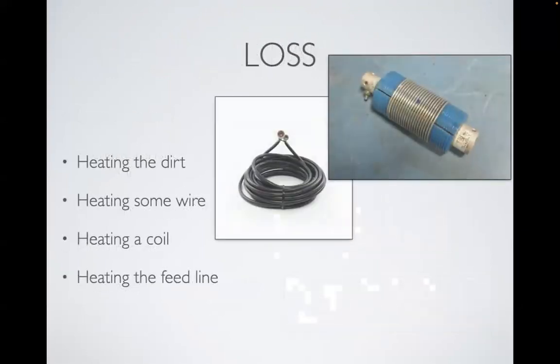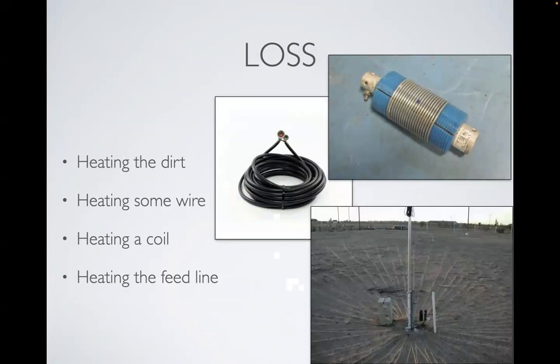Now, loss, we haven't talked too much about loss, just briefly, but this is an important thing to worry about too. And I categorize it in these 4 ways. You're either heating the dirt, you're heating some wire, you're heating a coil, which is sort of like heating wire, or you're heating the feed line. But almost all of the loss gets lost to heat. And so what you see here is that you can minimize that loss by maybe using the right kind of wire in the right way, or putting a lot of radials out, that helps too.